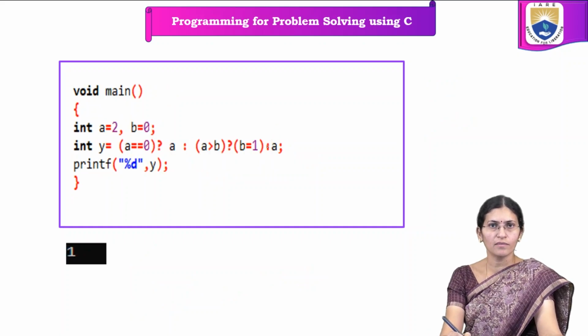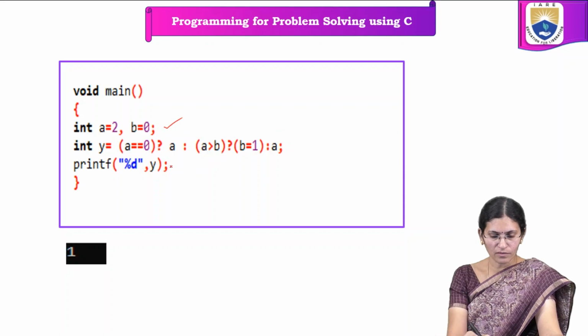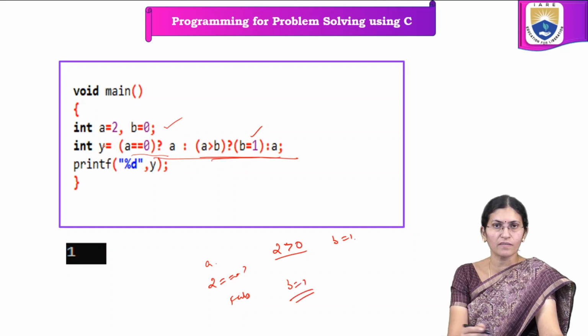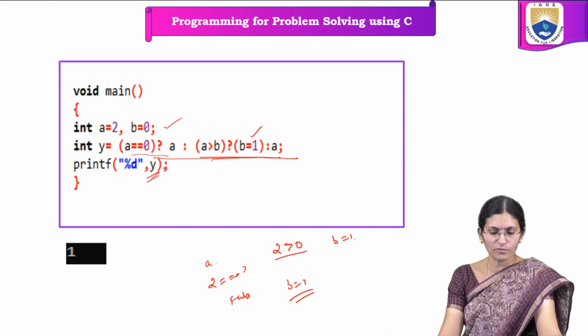Next in this program, a similar program we have taken, but here also we have two conditional operators. First, this one will be evaluated, a greater than b. So a greater than b means 2 greater than 0. This is true. Therefore, this will be evaluated, b is equal to 1. And then a is equal to 0? That is, 2 is equal to 0, this is false. When this is false, this statement will be executed. The output of this one is b is equal to 1. This value of b is assigned to y. Therefore when we print the value of y here, you will get the answer as 1.